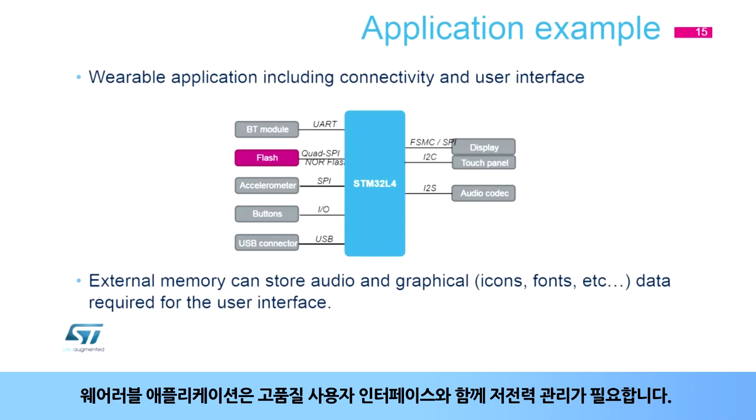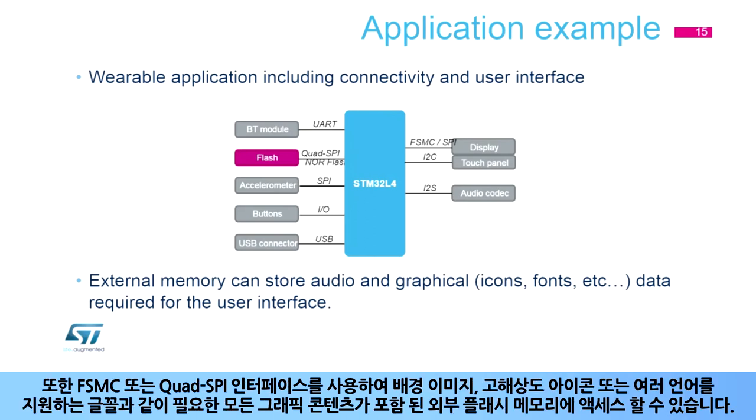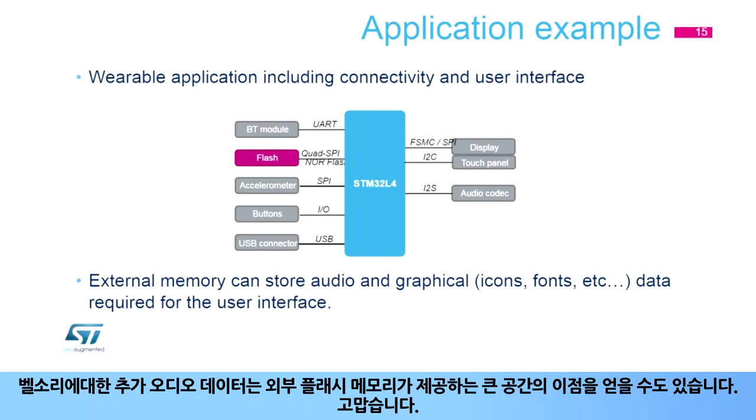Wearable applications require low power management together with a high quality user interface. This can be achieved using the STM32L4 FSMC to connect the display, thanks to its flexibility and widely programmable parameters to interface with LCD modules. In addition, the FSMC or Quad SPI interface may be used to access an external flash memory containing all of the graphical content needed, such as background images, high-resolution icons, or fonts to support multiple languages. Additional audio data for ringtones can also benefit from the large space offered by the external flash memory.